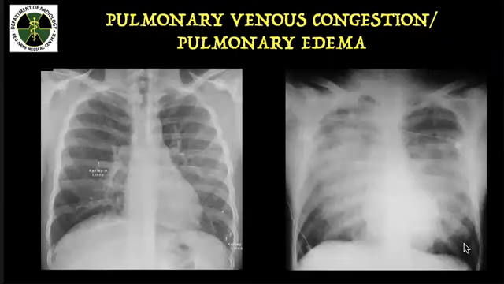Another example of your pulmonary venous congestion or edema. So that's your linear Kerley A lines. So that's the area of your interstitium. That's your Kerley A lines. And this one, there is pulmonary edema. So you can see there is engorgement of the pulmonary vasculature, and then increased opacity in both hilar and perihilar regions.